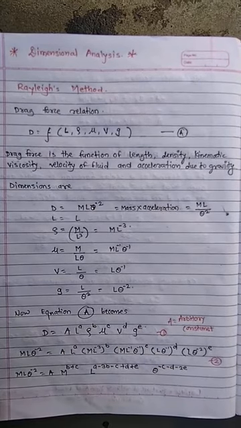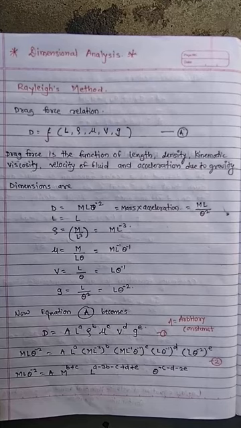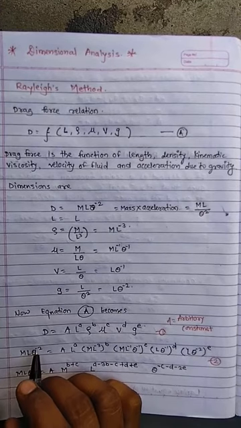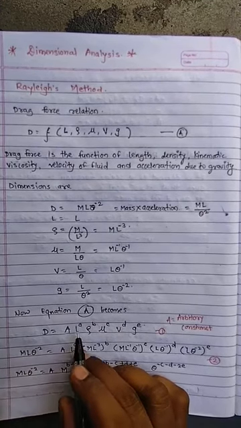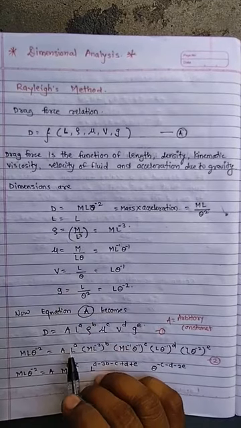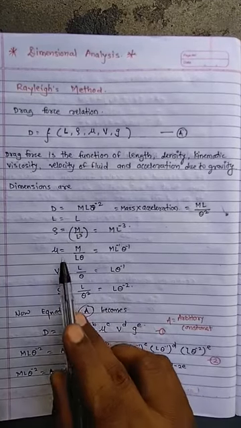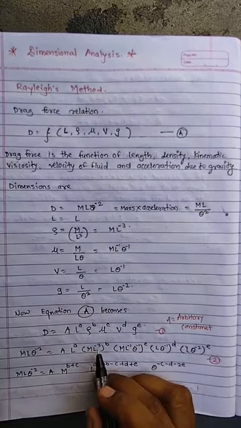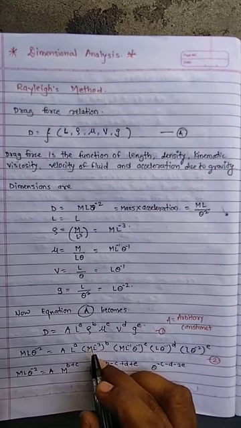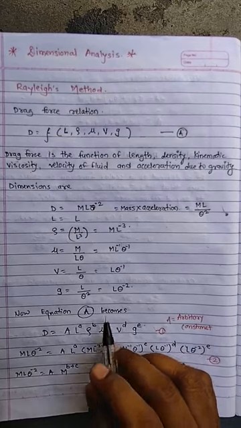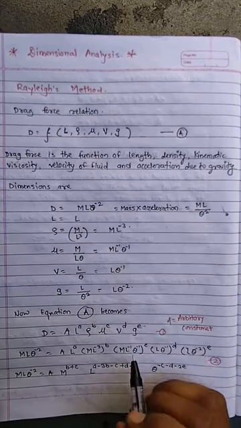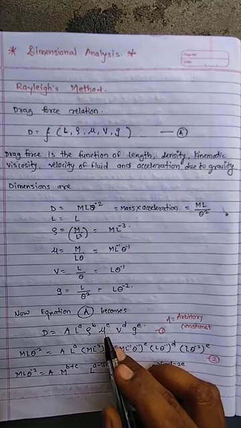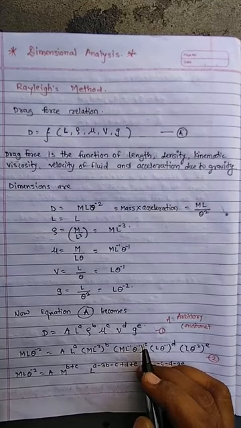Now we substitute all the dimensions here. The drag force has dimension M L theta raised to minus 2, which is equal to A as it is, L raised to a, because L is as it is. For the density we have M L raised to minus 3 in brackets raised to b, since b is the index of the density. Then for kinematic viscosity mu, M L raised to minus 1 theta raised to minus 1, in brackets raised to c, because we have considered mu raised to c.